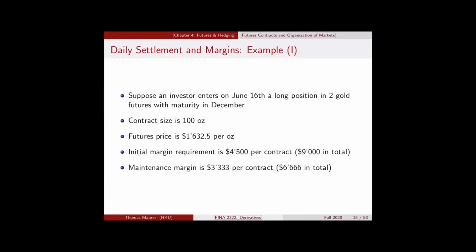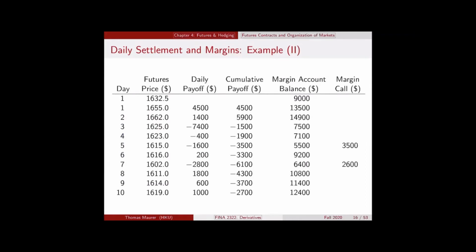And let's suppose that the threshold value, that maintenance margin, is $3,333 per contract, or for your entire position of 2 contracts, it's $6,666. So if you now look at the daily cash flows, initially you have entered the contract at $1,632.50 per ounce of gold.